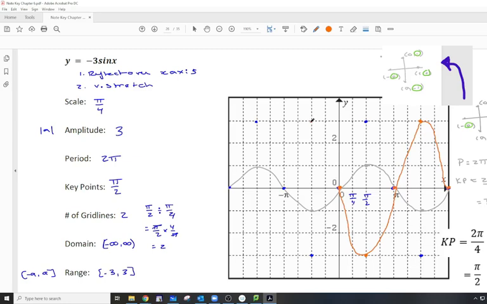So I'm going to put all these over here too. And then down to here. So graphing a y equals 3 sine x graph versus a negative 3 sine x, it's the same amplitude, same range. The only difference is instead of starting up, we start down. All right, that's y equals negative 3 sine x.